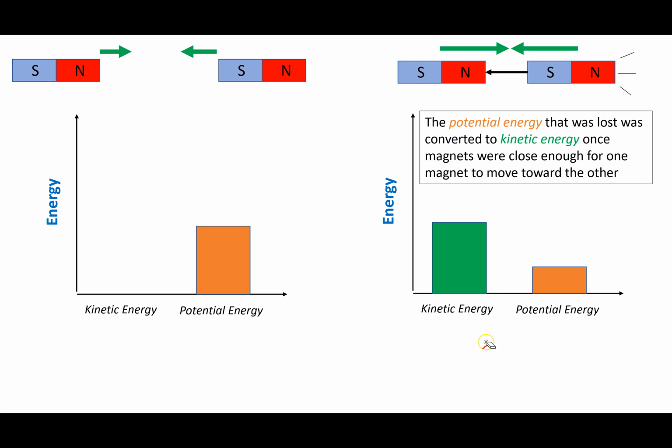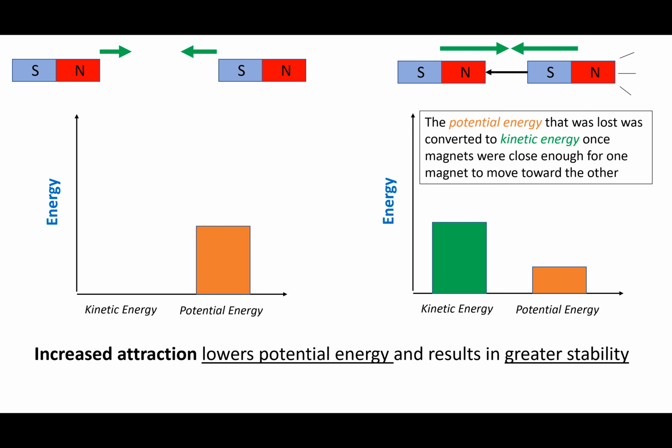other magnet. So what we can see here is that potential energy that was lost, the amount of energy that was right here at one point in time, this amount of energy that was lost in terms of potential energy, has been converted into kinetic energy. Right? And we see that in the motion of the actual magnet itself. So again, increased attraction lowers potential energy and results in greater stability.